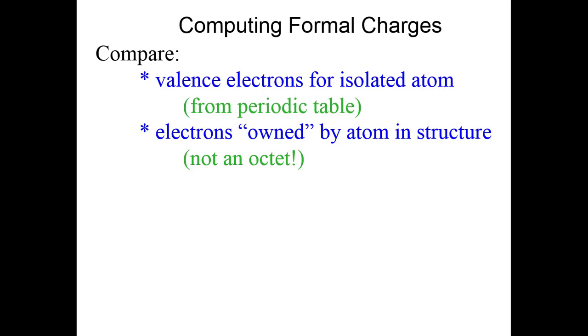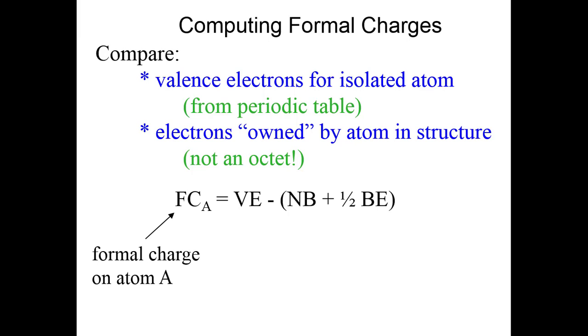The textbook presents an algebraic formula to compute the formal charge on any atom. It states that Fc equals Ve minus the sum of Nb plus 1/2 of Be. Let's define these terms. Fc sub A is the formal charge on atom A. Every atom in a Lewis structure has its own formal charge. We can apply this equation to every atom in the structure.